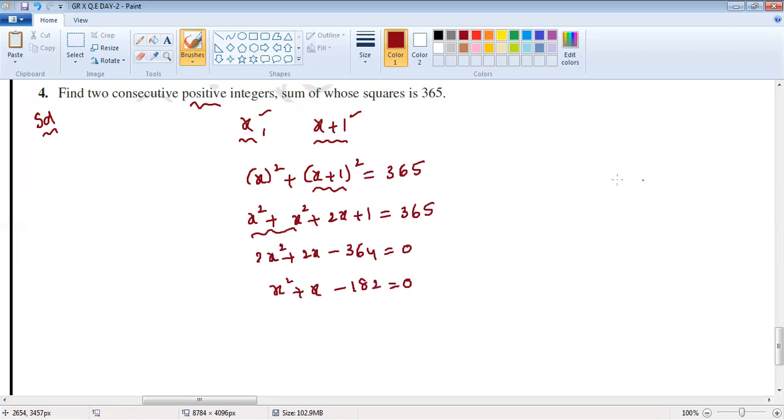Now, can you do the splitting of the middle term and tell me the answer? Vaibhav, can you do that? When you multiply, we will get minus 182. Can you solve it, please?